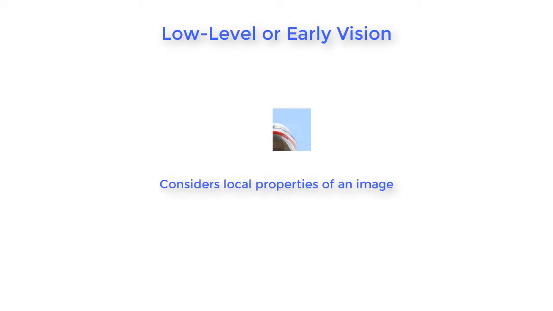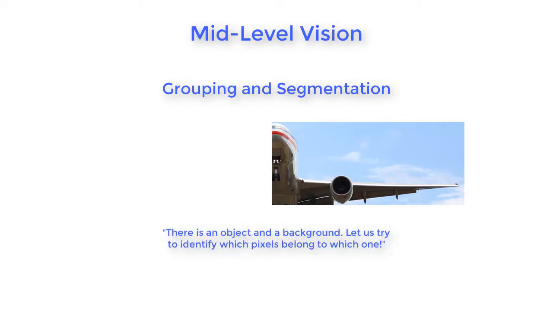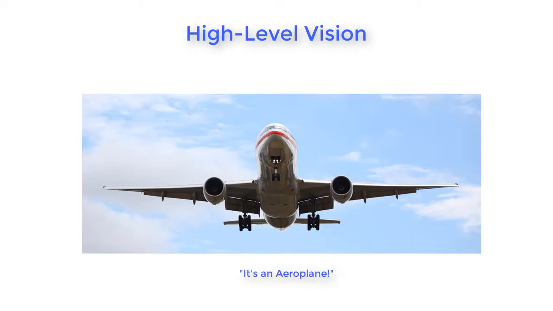Low-level vision or early vision considers local properties of an image. For instance, this image has several edges. When we move to mid-level vision, that's where we start to group things together. Preliminary analysis on these pixels tells us there's an object as well as a background in this picture. Now moving on to high-level vision, that's where we identify what's there in the image. In this instance, it's an aeroplane.